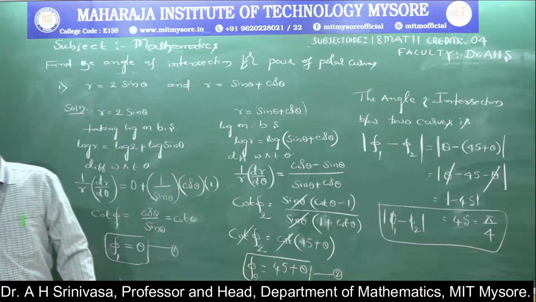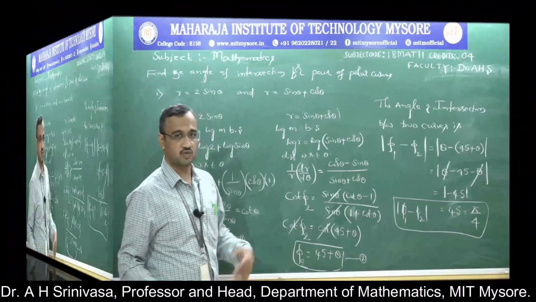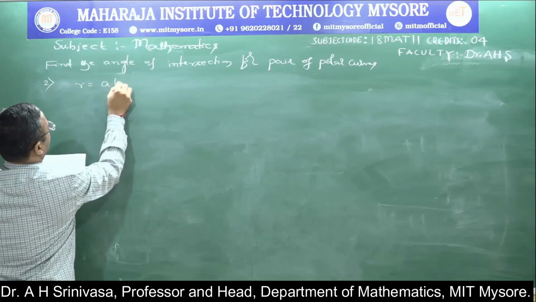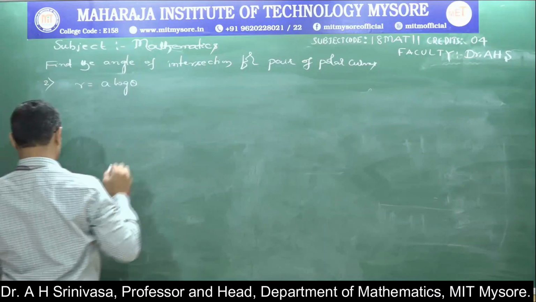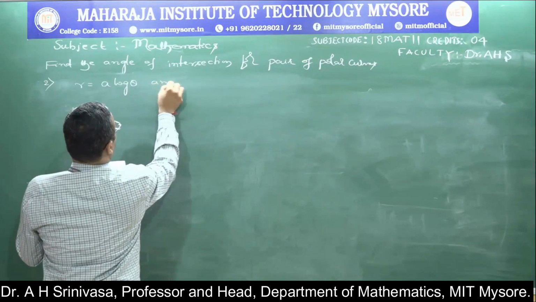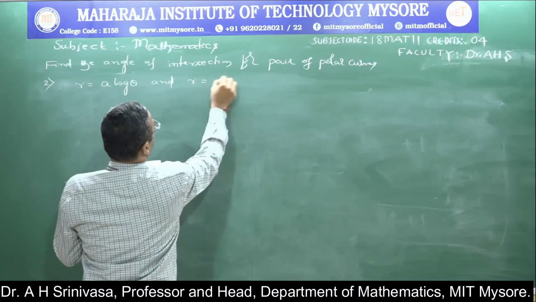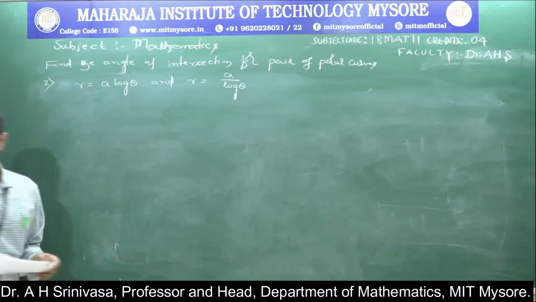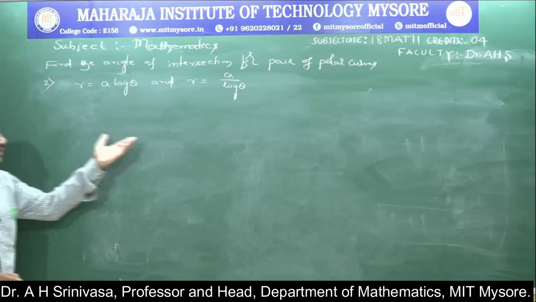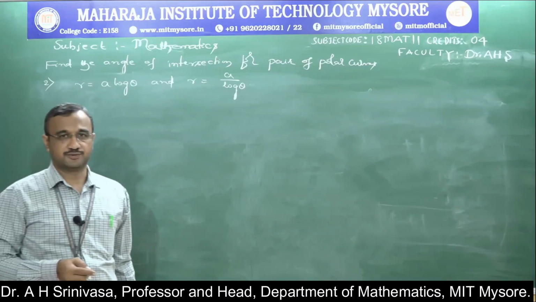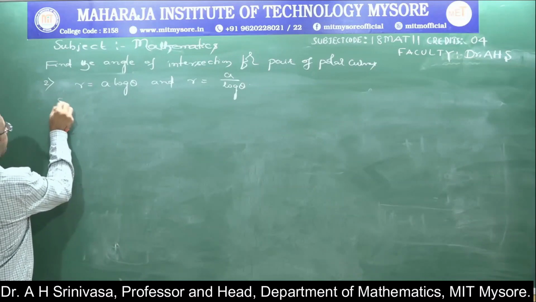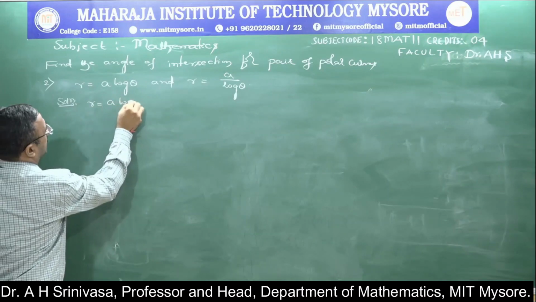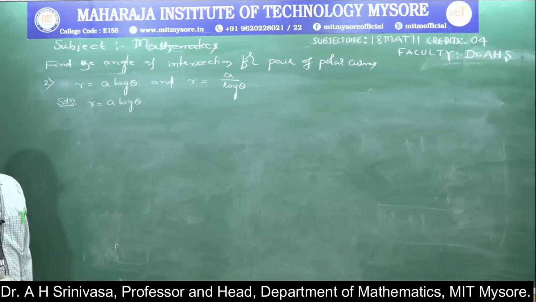Okay. So next we move to another problem, with a different approach now. The second problem is r equal to a times log theta and r equal to a divided by log theta. So again I am going to extract the value of phi 1 and phi 2. This is the solution. r equal to a times log theta. Now taking log on both sides again.